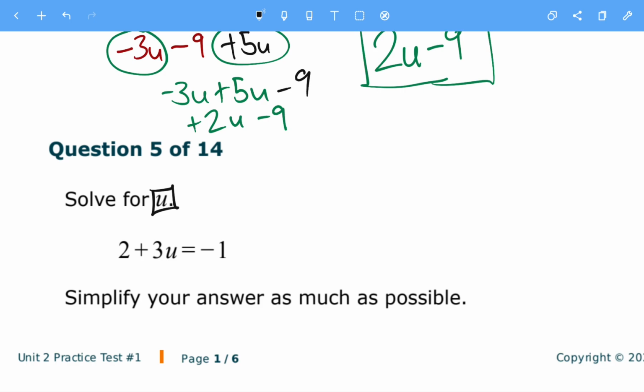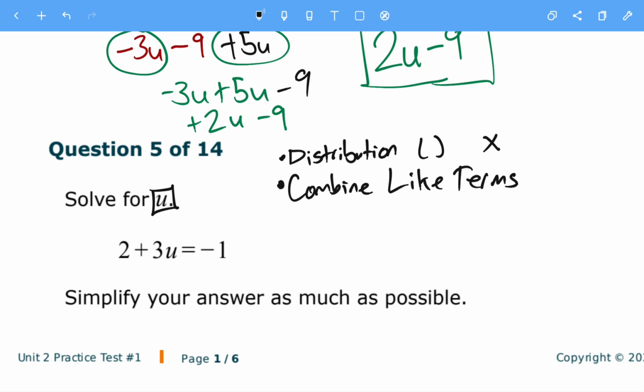So our first step is to look for any distribution, which would indicate we have parentheses. We do not have any parentheses, so we're going to skip that step and look at the next one. Our next step is to combine like terms on either side of the equal sign. There are no like terms on the left and no like terms on the right, so we're going to skip that step.